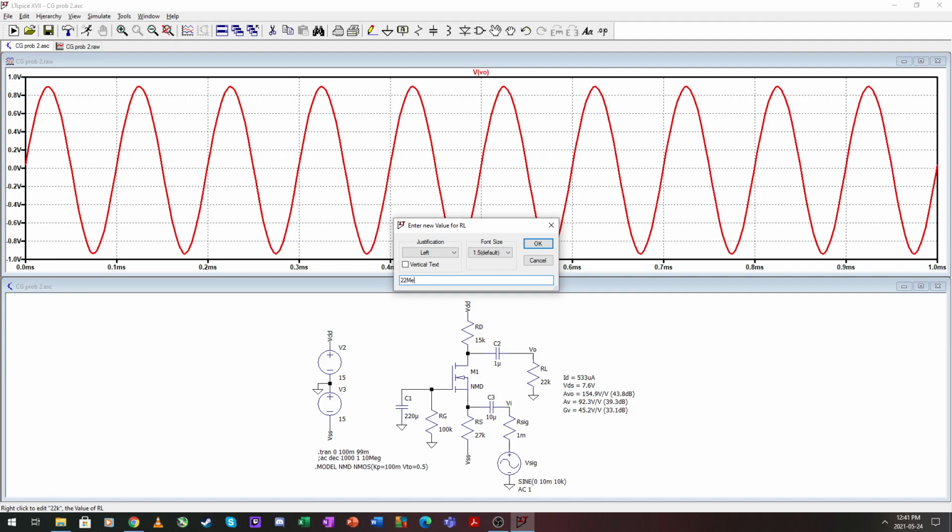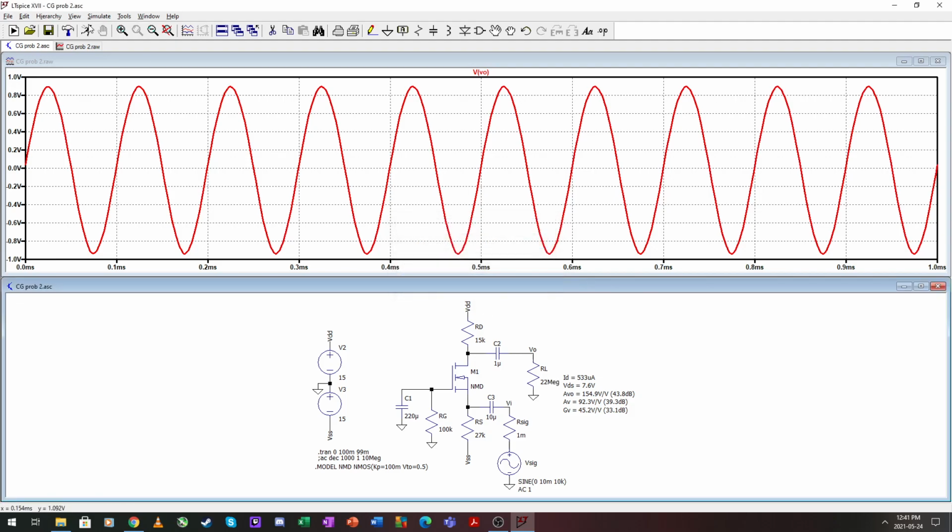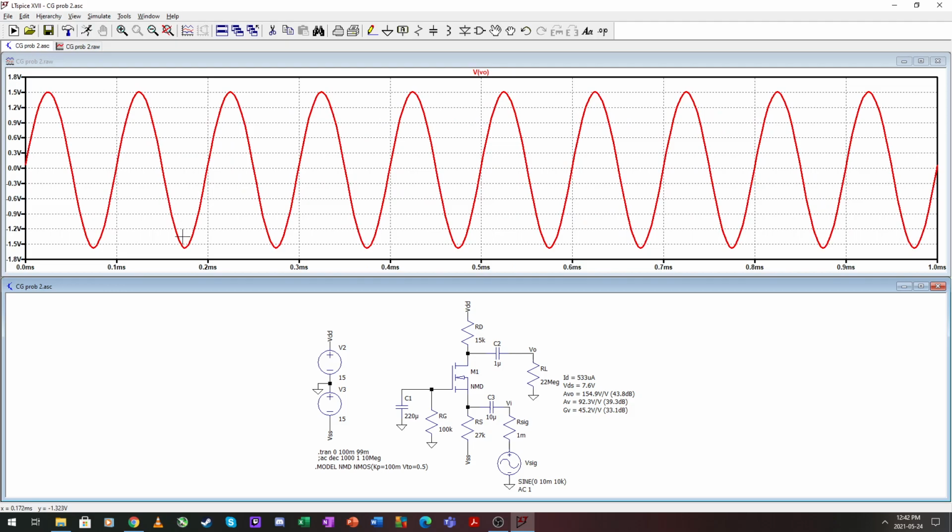Make this 22 mega ohms. That will show us amplifier's gain, and that seems very close to 150 volts per volts. So this amplifier is responding as designed. So yeah, there's how you design a common gate amplifier.